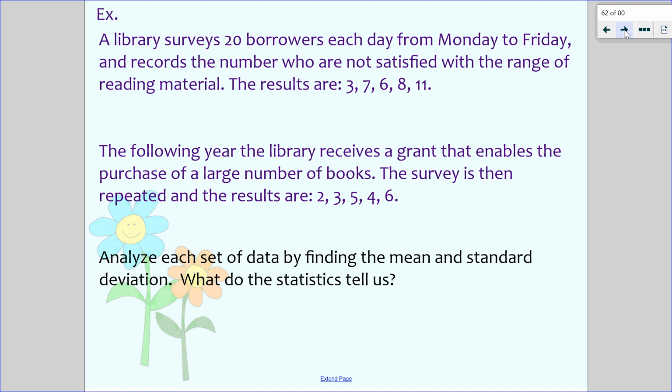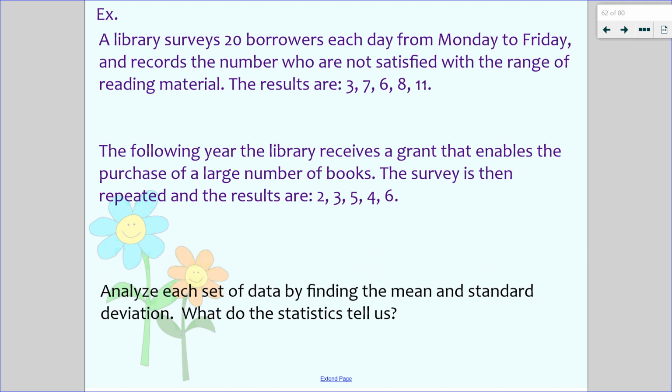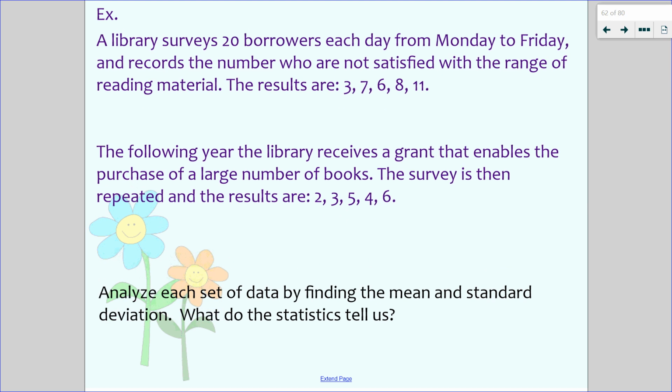So mean and standard deviation for the first, mean and standard deviation for the second. I feel like I want to assign half the class the top, half the class the bottom. Are we ready to do it? Do we want to do one together? I think we can do it.